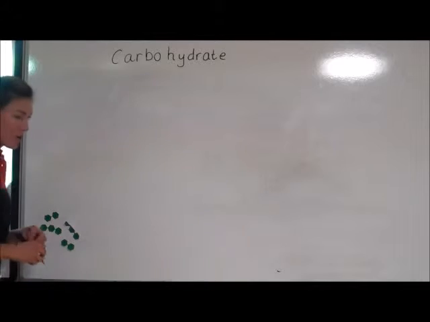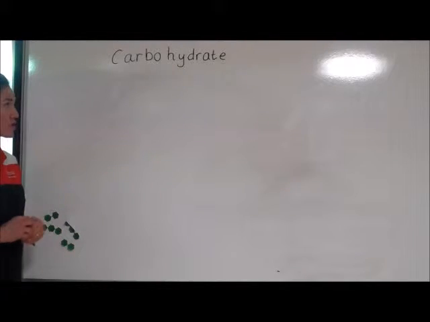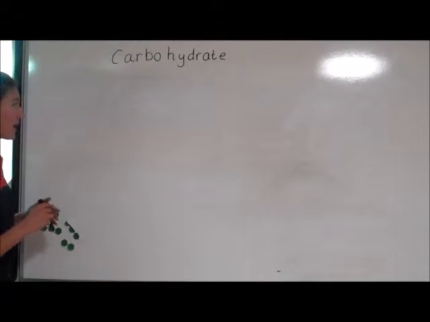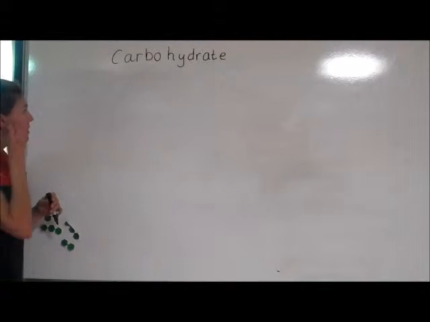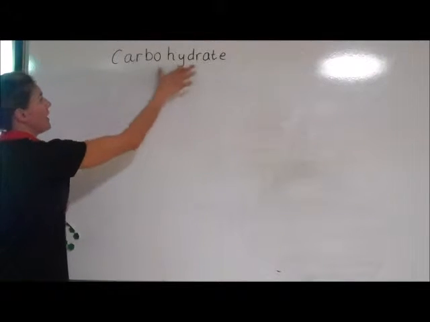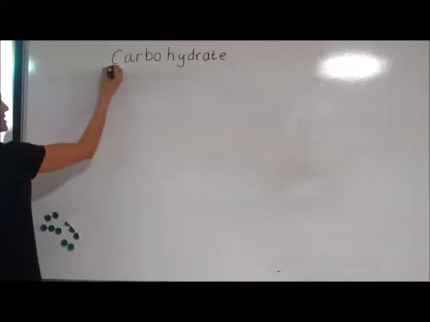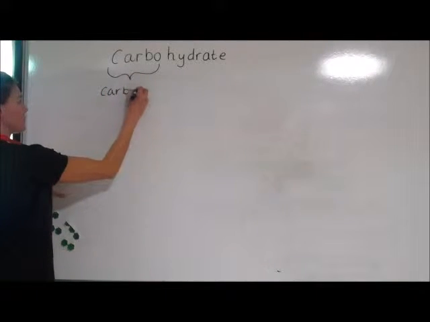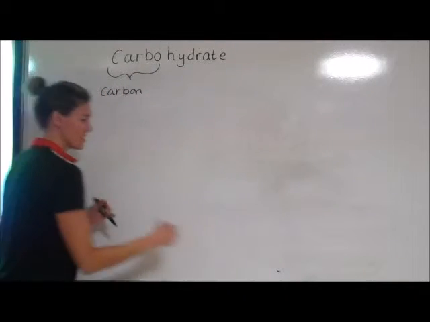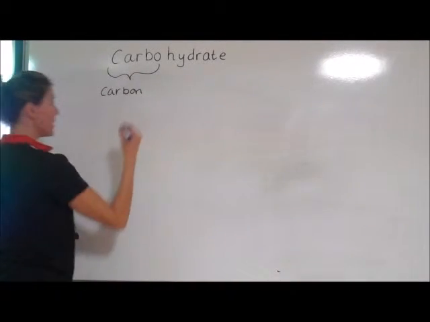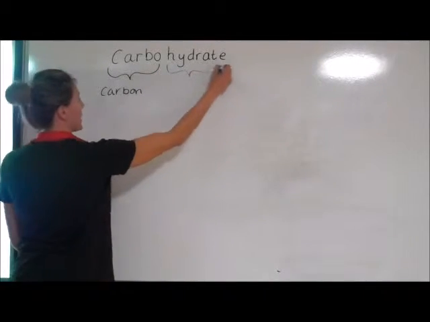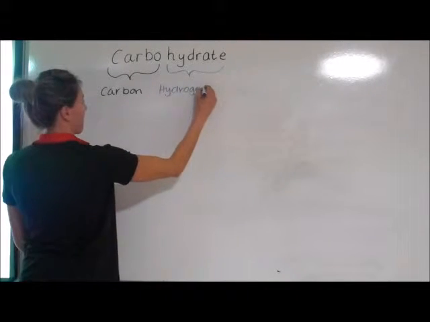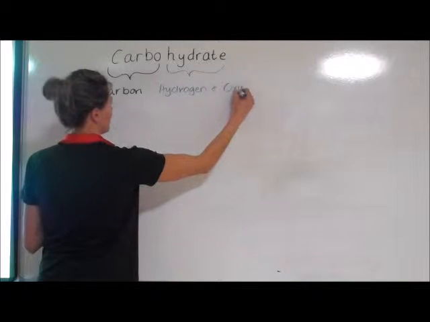Okay, this is just a little recap video to help you with the structure of carbohydrate. But before we go into the actual structure of the carbohydrate, let's look at what it's composed of. So you've got carbohydrate, so as the name suggests, carbo is carbon. And then the hydrate, so this H2O, we know to be hydrogen and oxygen.